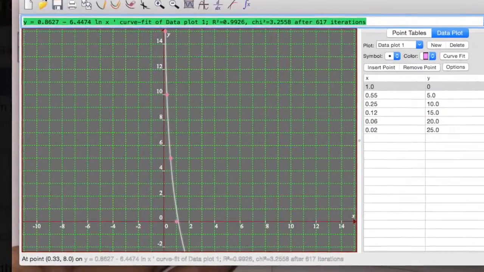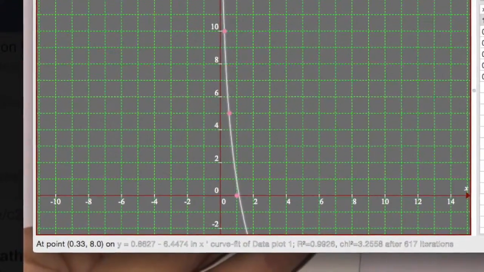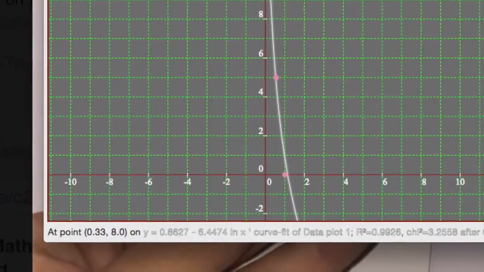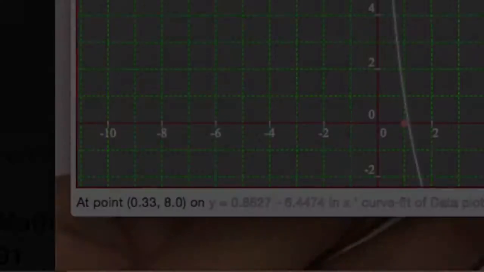In question number E, you will do the same thing, but instead of finding y, you will estimate your x when y equals 0. So x will equal 0.33.